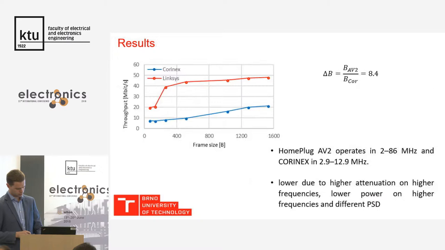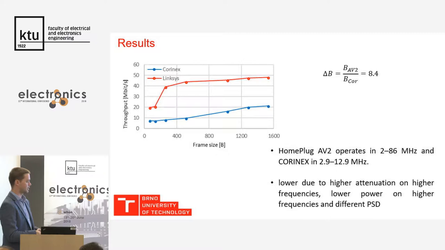Also, in the paper, we can compare different standard or vendors modems according to our methodology, and we can see that some kind achieve 2 times, 3 times higher throughput, but we also must consider the different frequency band which use different standard and vendors and so on. We can see that this frequency band is 8 times higher, but the throughput is only 2 times higher because on the higher frequencies there are higher attenuation and so on, and also they have different power spectral density mask and so on.